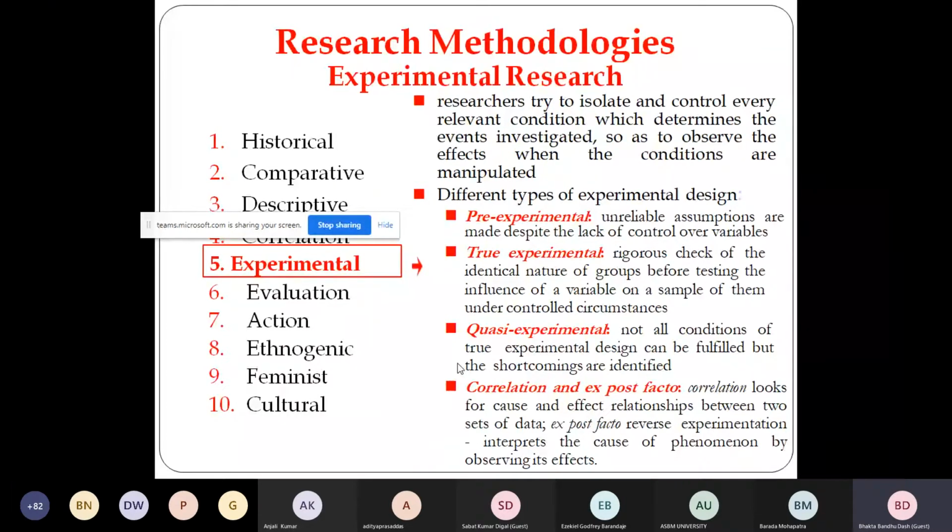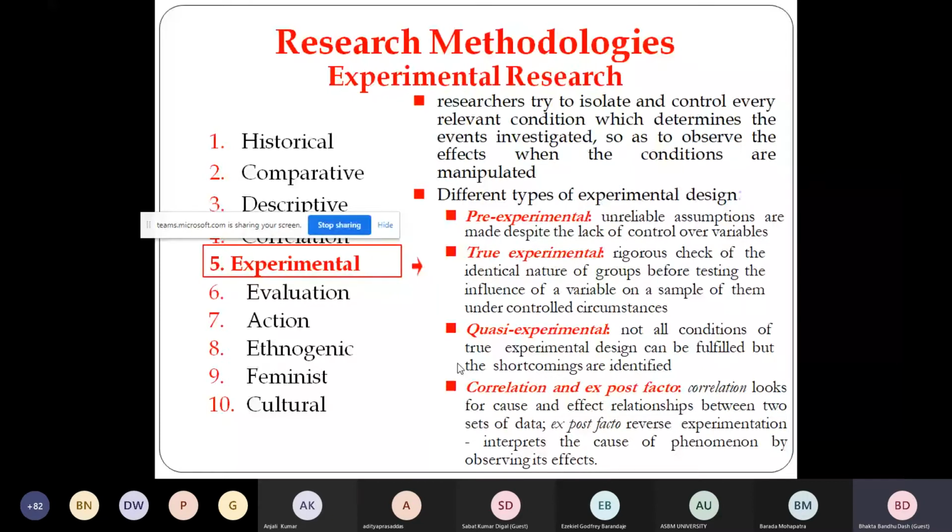the first one is your pre-experimental design. It makes very unreliable assumptions. Why is it unreliable? It doesn't have any experimental control. Simply, we went on analyzing. So it is never an in-depth analysis. It is never a scientific analysis.